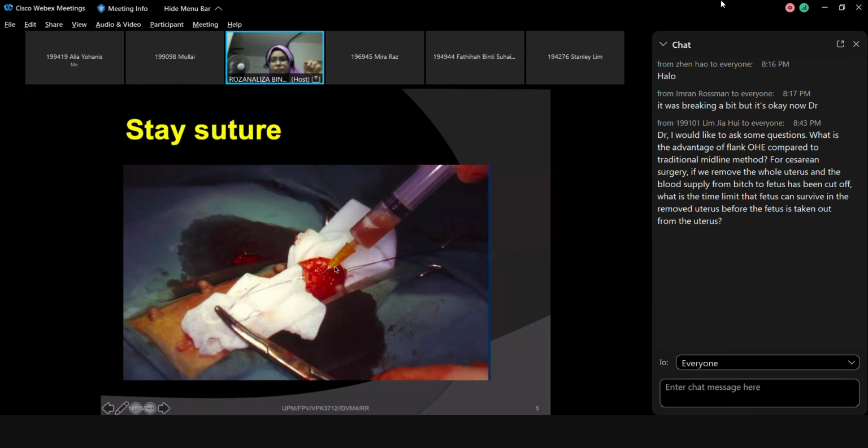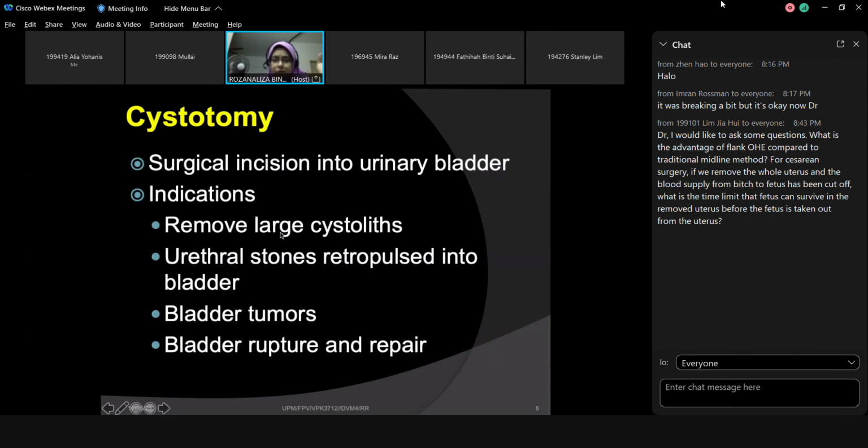So cystotomy, why would you want to perform a cystotomy? Usually you want to remove a large cystolith, or urethral stones that were hydropropulsed or retropulsed into the bladder, meaning the stone is in the urethra, but we flush it with saline and it retropulses into the bladder. So you want to remove the stone. Cystotomy can also be for bladder tumors, which is more like a cystectomy, a combination. Also bladder ruptures and repair.